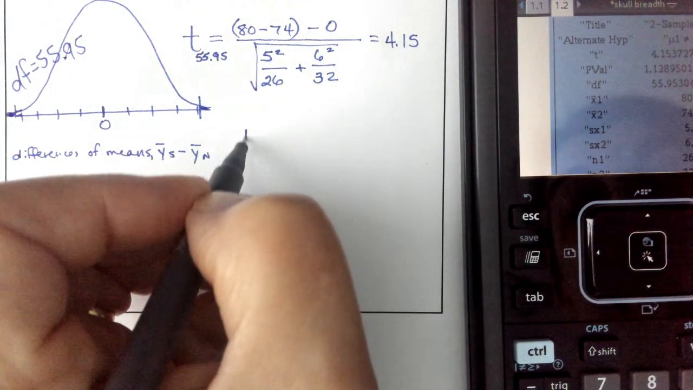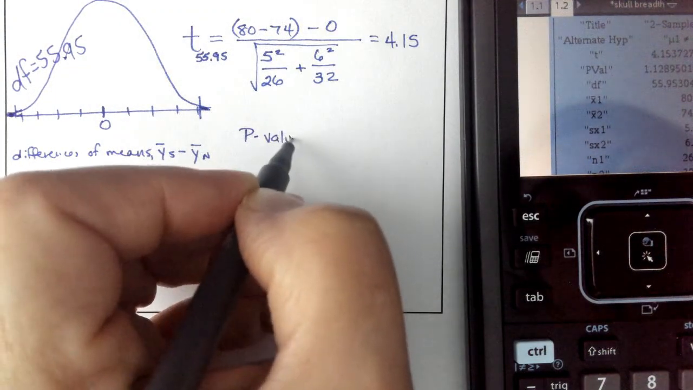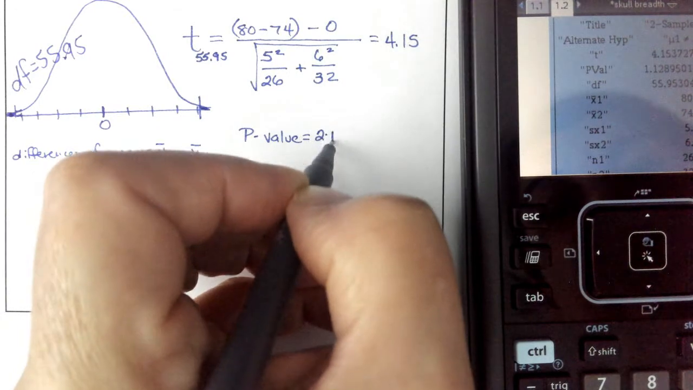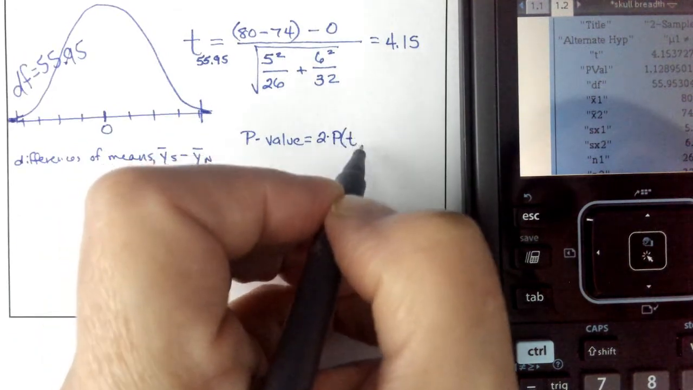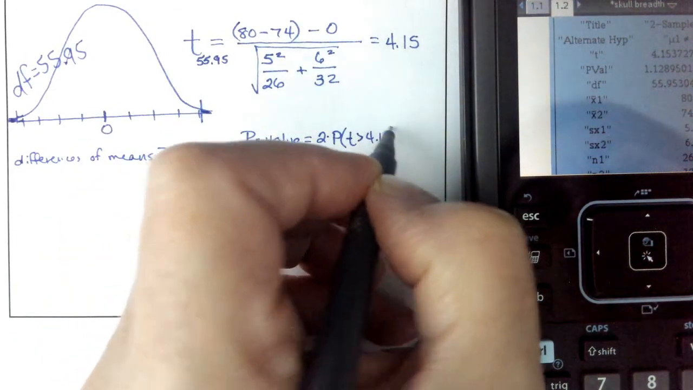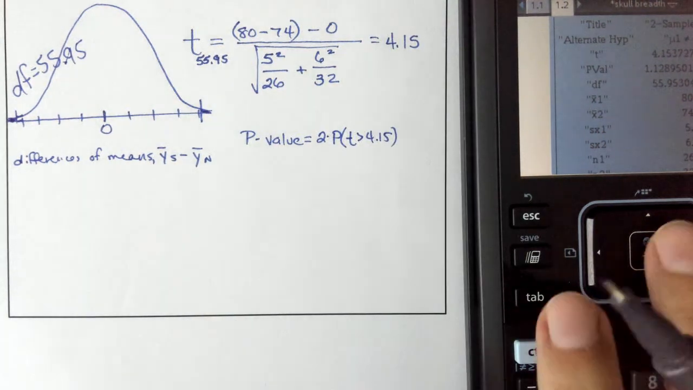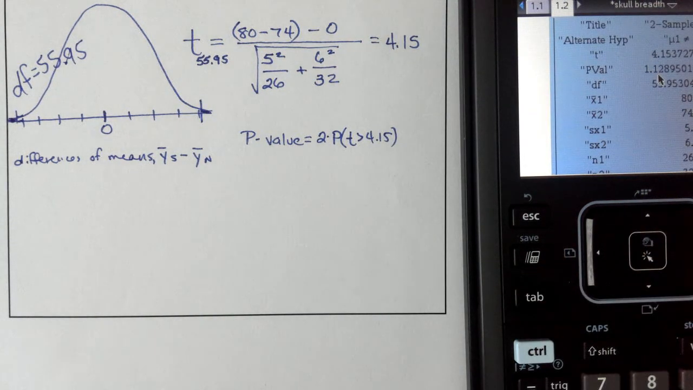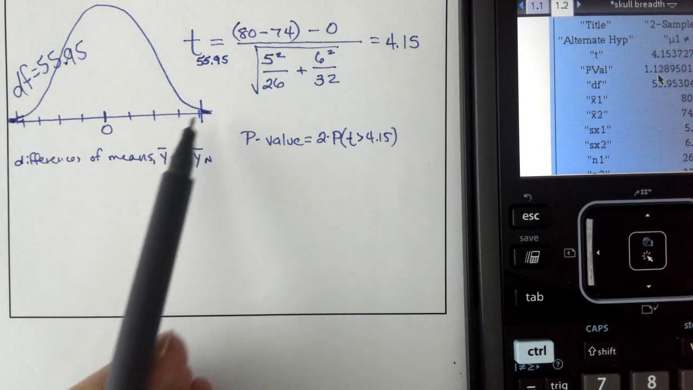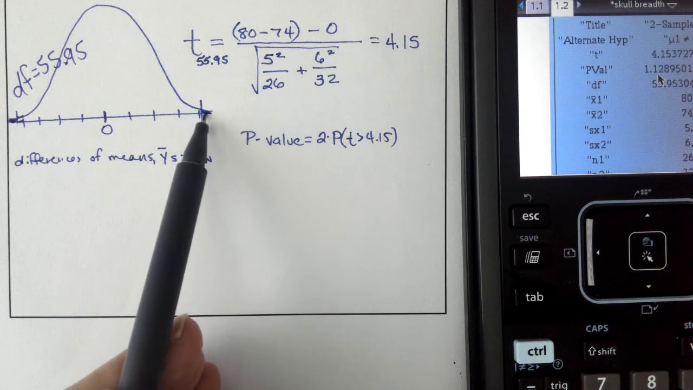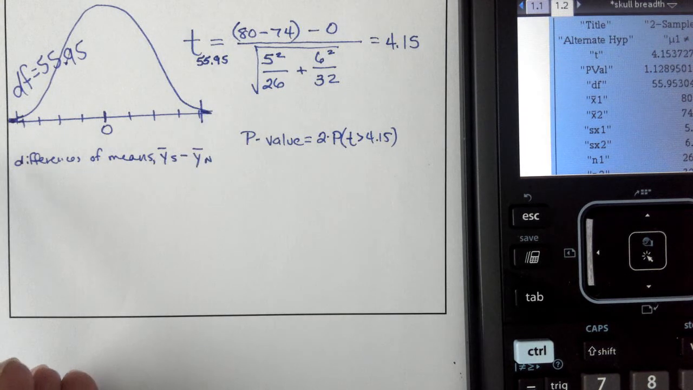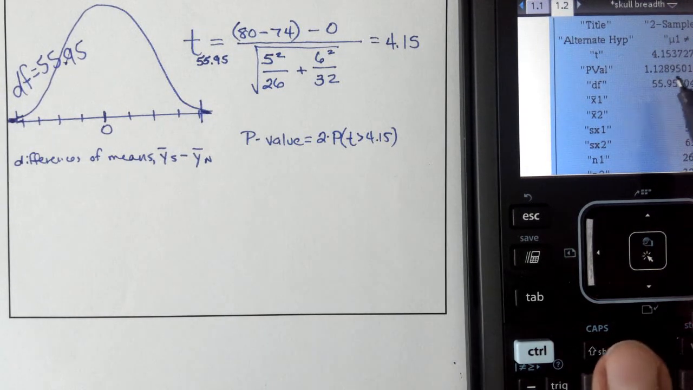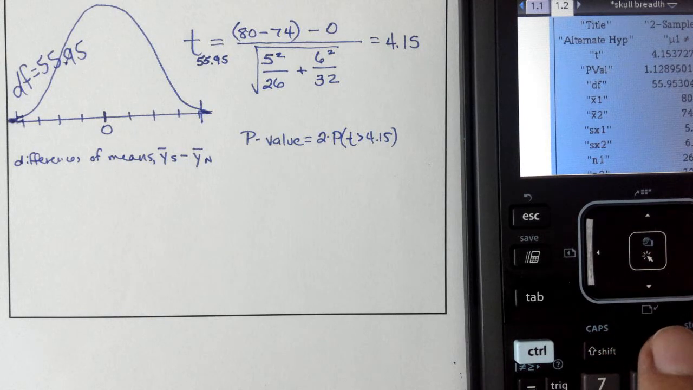So the p-value is 2 times the probability of a t-score greater than 4.15, because we double it. And this p-value right here has already been doubled because we told it was a two-tailed test. So the calculator has already found the area up here in the top tail and multiplied by 2 before it spits out this 1.13 times 10.